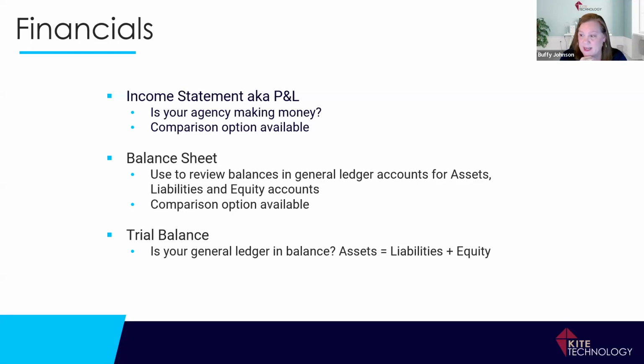And then the equity section is basically the overall health of your company. It just shows how much equity you have in your agency. And then your trial balance, there's the old accounting formula, assets equals liabilities plus equity. So that's what that report will show you.